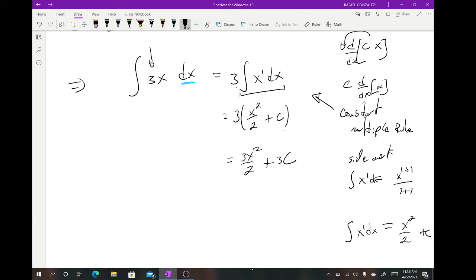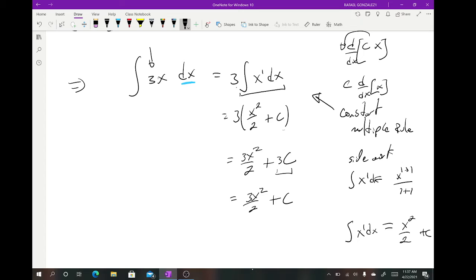Now, because the c represents any constant, it is very cumbersome and unnecessary to actually write the 3c. So we actually just write 3x squared over 2 plus c. We don't bother with this multiplication of the c.